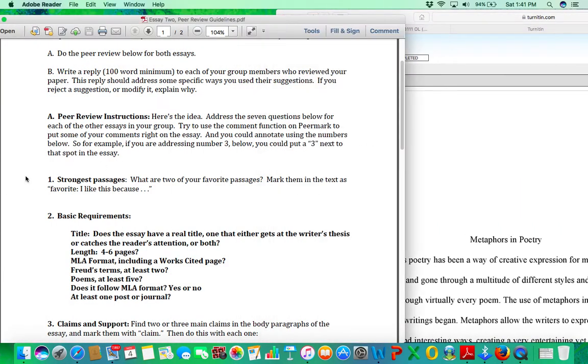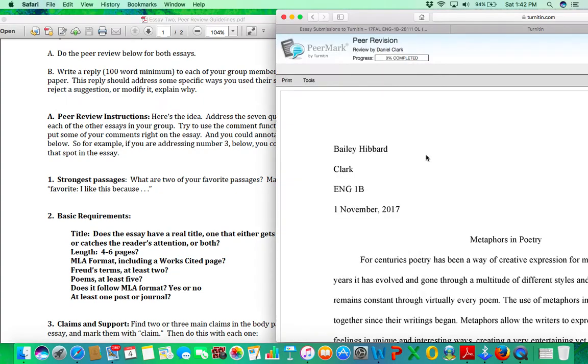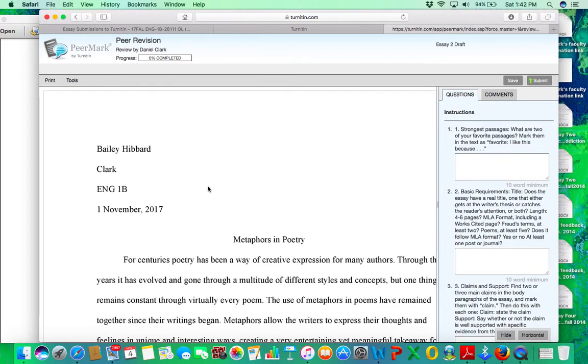Okay, here's the idea. Address the 7 questions below for each of the other essays in your group. Try to use the comment function on PeerMark to put some of your comments right on the essay, and you could annotate using the numbers below. For example, if you're addressing number 3 below, you could put a 3 next to that spot in the essay. I think I understand. Probably I should read it first, so let me read it real quick.